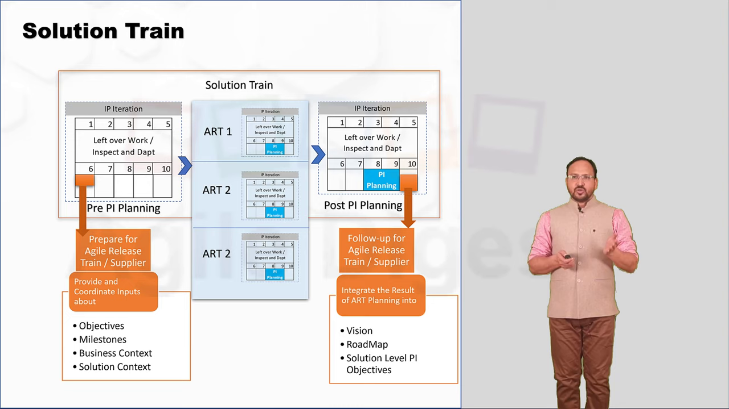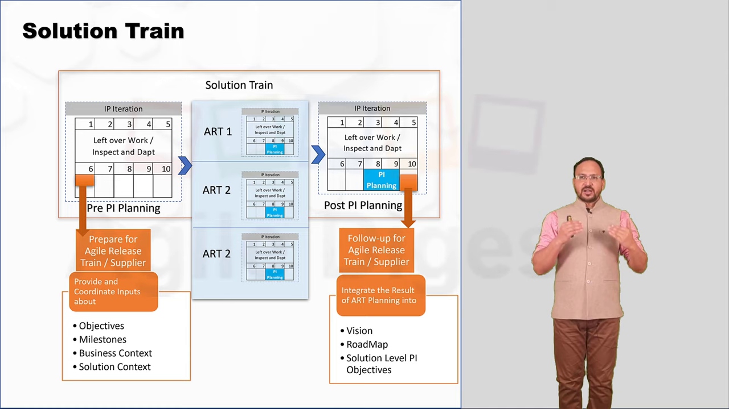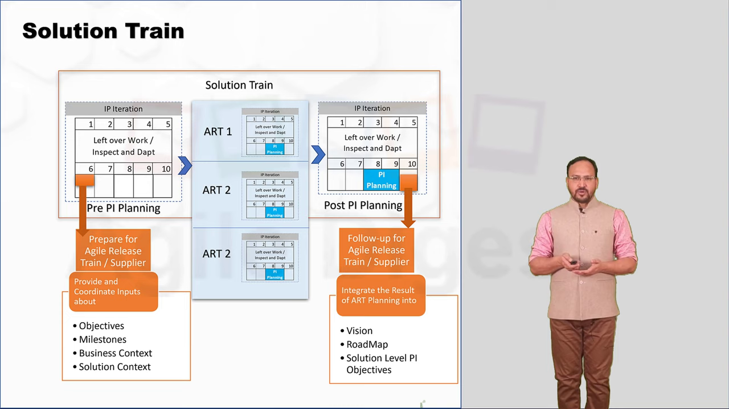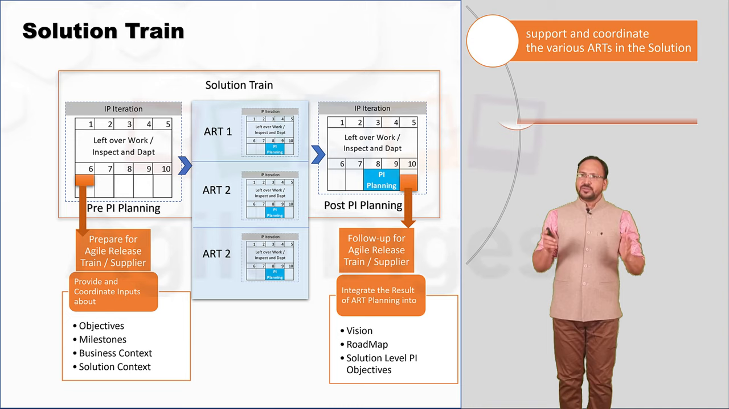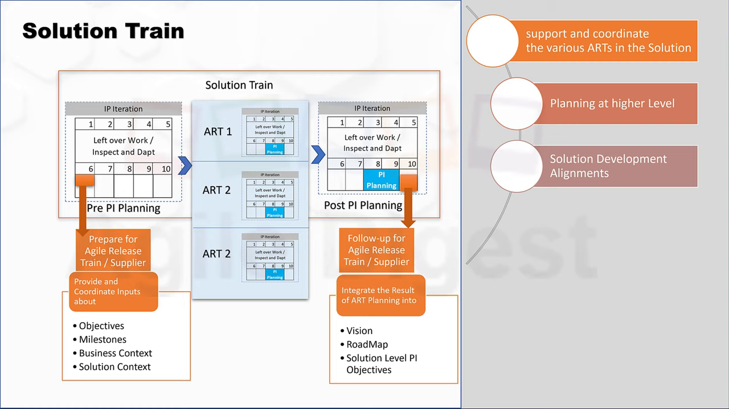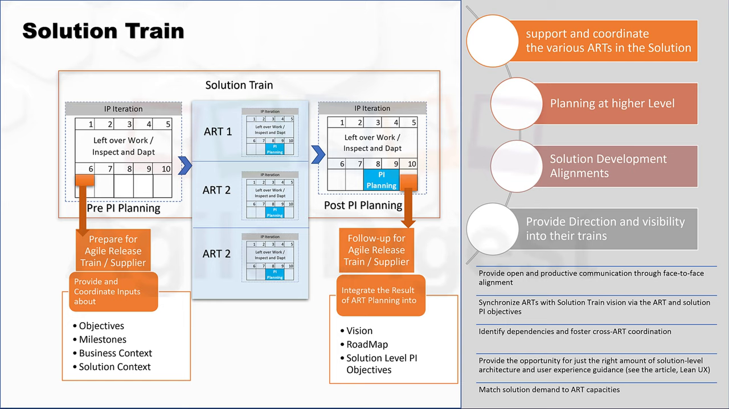So we follow up with the agile release trains or suppliers, and integrate the results of ART planning into visions, roadmap, and solution level PI objectives, and all those we work on. So what exactly do we do in the solution train pre and post-PI planning? It supports and coordinates the various ARTs in the solution, the planning at a higher level, and the solution development alignment. Then we talk about providing direction and visibility into their trains. And there are a few other advantages we have.